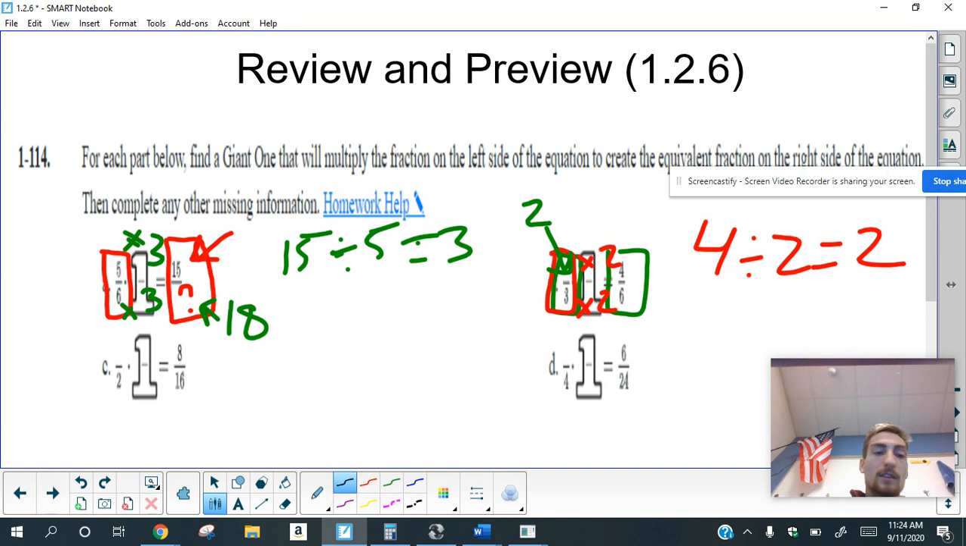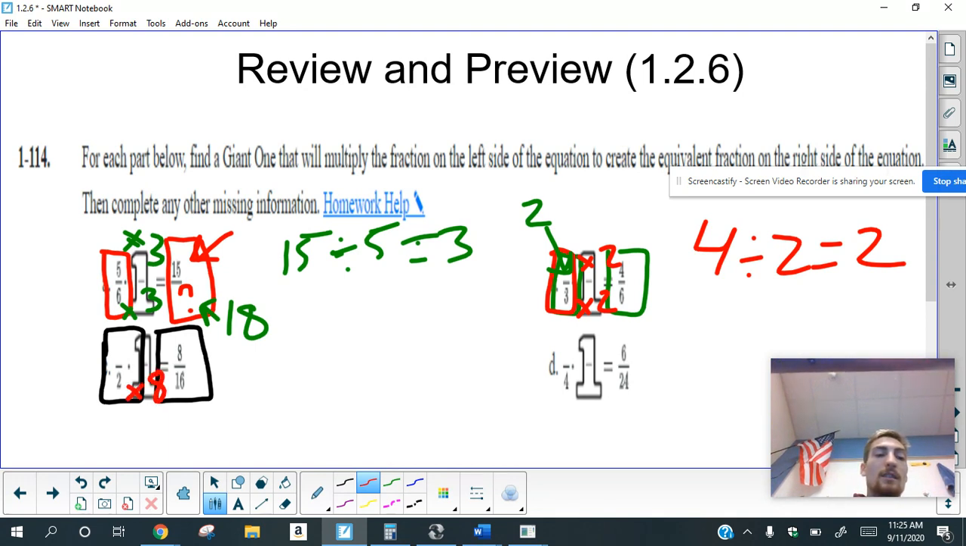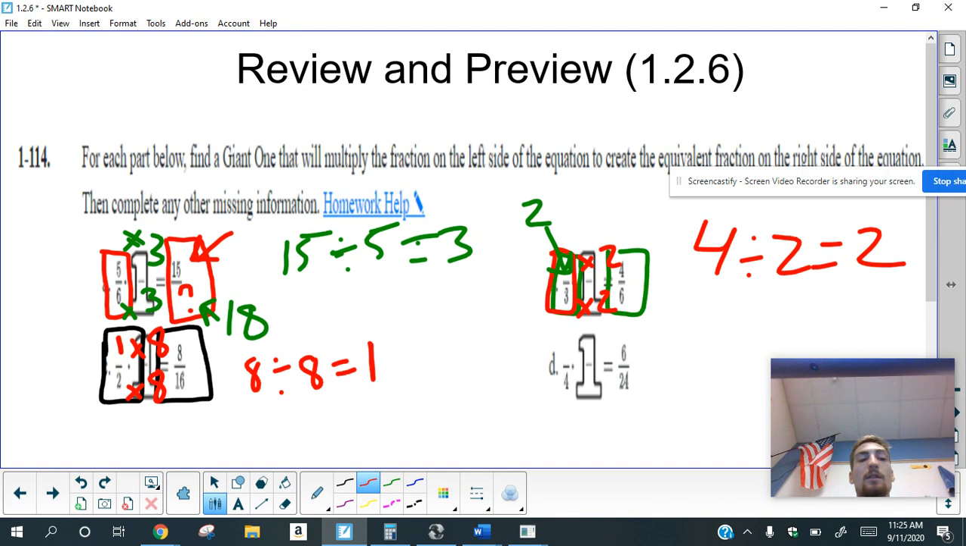All right, moving on to part C. What over 2 is equal to 8 over 16? Okay, well, here I'd have to do 2 times 8 to get to 16. So I have to do the same thing up top. And I can work backwards here. I can do 8 divided by 8 will give me 1 as my numerator. All right, so my fraction would be 1 over 2 is equal to 8 over 16.